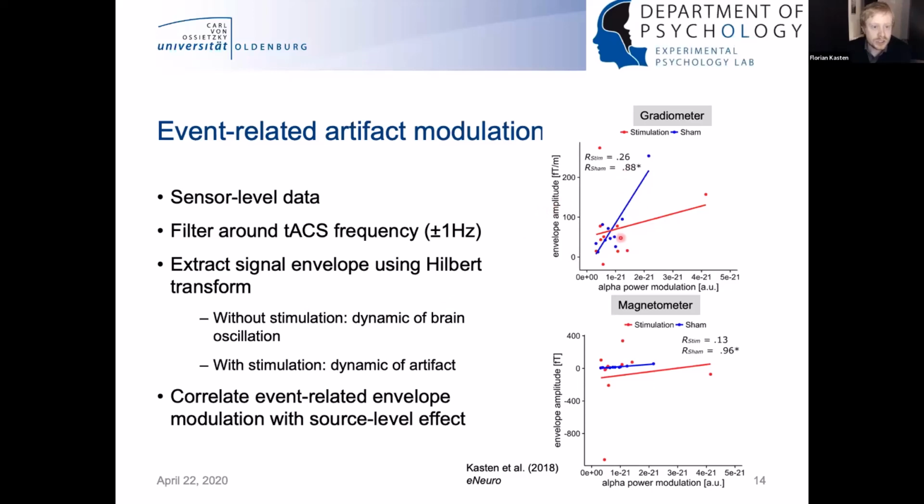And so we did these correlations separately for the 2 sensor types that we have here in our MEG. What we do see is that if we don't apply stimulation, so that's this sham condition, we have a nice correlation, as we should, with the sensor level data reflecting the source level data. But during stimulation, there's actually no correlation between the envelope change and the change on the source level, which was reassuring for us that the modulation of the artifact is not driving the effect that we see on the source level. So this was reassuring for us that we're actually seeing an effect of the stimulation and not of the artifact.